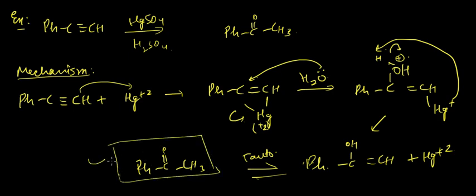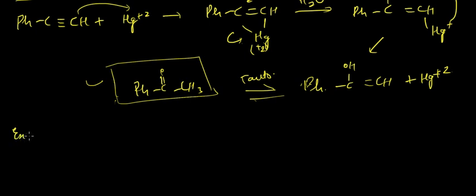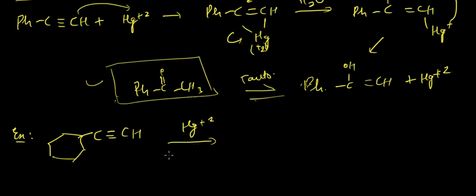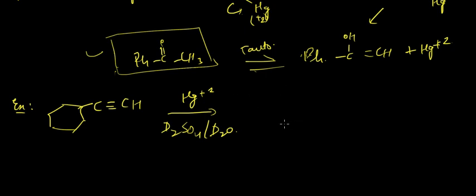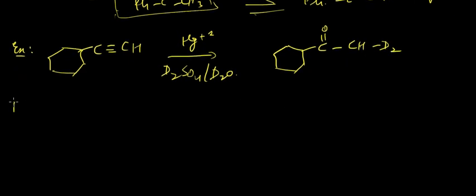Okay, so let's discuss another example wherein we have this alkyne substituted to a cyclohexane, and we have Hg plus 2 or HgSO4, and here we have D2SO4 now and D2O. So what will be the product formed in this case? Again we'll get something like CHD2. Let's see the mechanism.